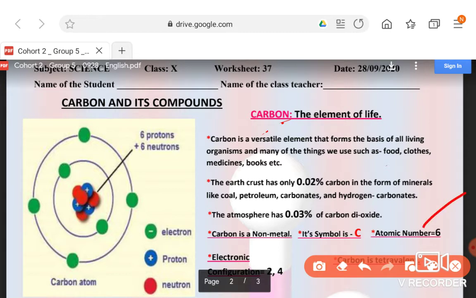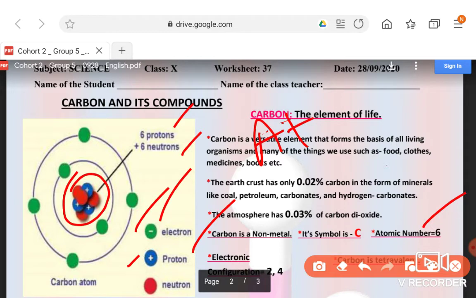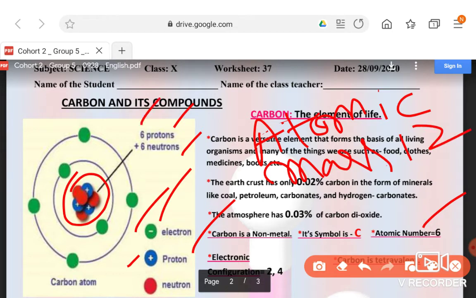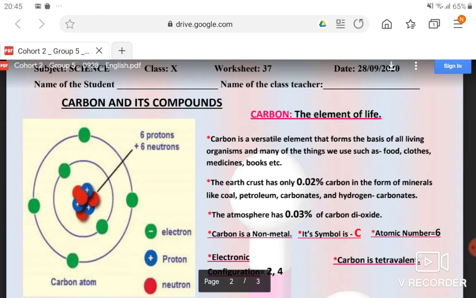Its atomic number is 6. It means it has 6 electrons and 6 protons: 6 positive charge particles, protons, and 6 negative charge electrons. Protons are found in the nucleus, you already know. Also, it contains 6 neutrons. So its atomic mass, which is not given here, is also 12. Why? Because it has 6 protons and 6 neutrons, and atomic number is 6. It means it contains 6 electrons and 6 protons.